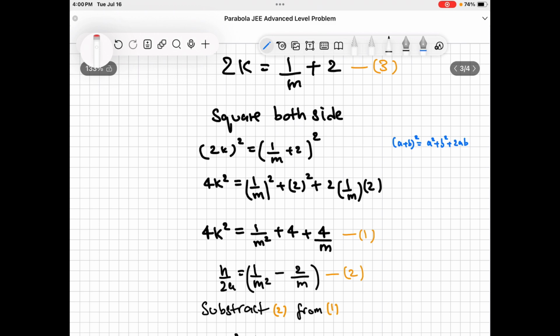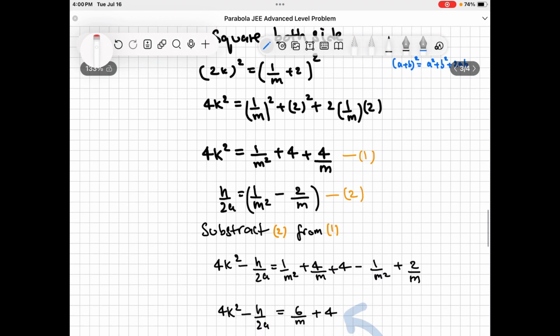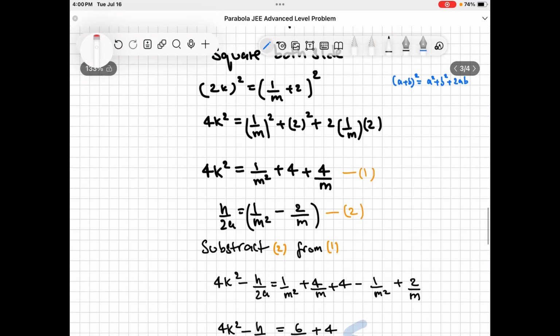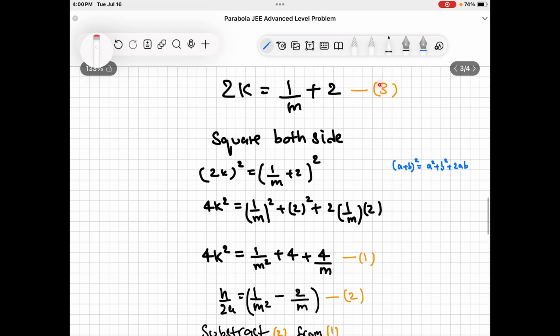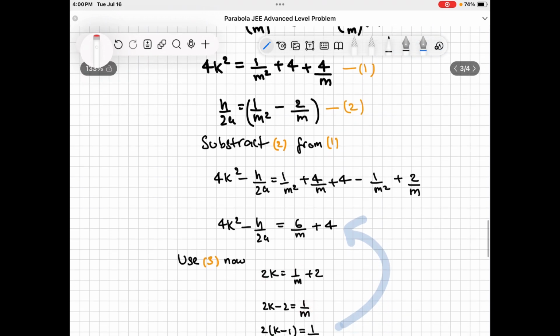Subtract equation 2 from equation 1, so this can be cancelled out. Now we're left with this equation, 6 over m plus 4. You can get this from here, 4 over m plus 2 over m. This turned out to be the final equation, but it's not final, because we have to get rid of this m. So we will make use of this equation, 2k equals 1 over m, because we can manipulate it. We're going to use equation 3 that we marked over here, and we get the value of 1 over m by simplifying it.